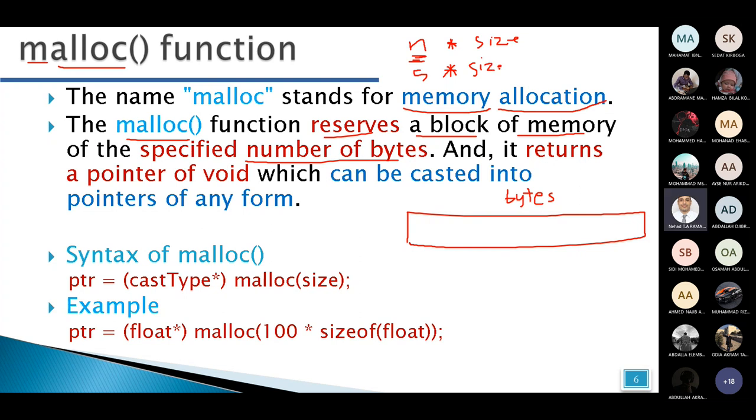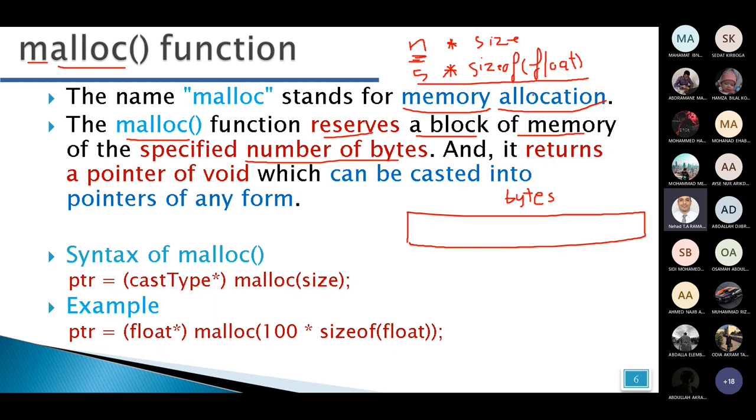So usually we use sizeof, then we write the data type, for example, int, and it will give us the size of the integer. For example, a float, it will give us the size of the float. Like this, we get how many bytes we need.